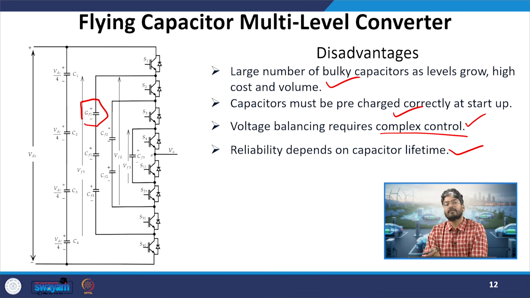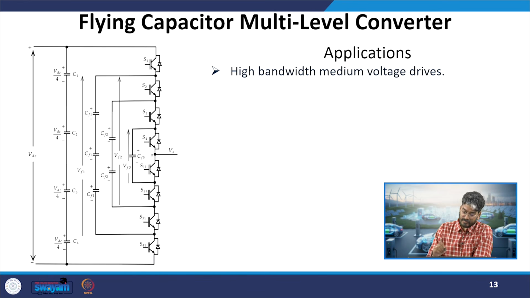So the reliability of the capacitor gives the reliability of this circuit. So it will be less reliable compared to the diode clamp circuit. Application wise, they are used in drives. Here we are discussing our electric vehicles and our chargers.